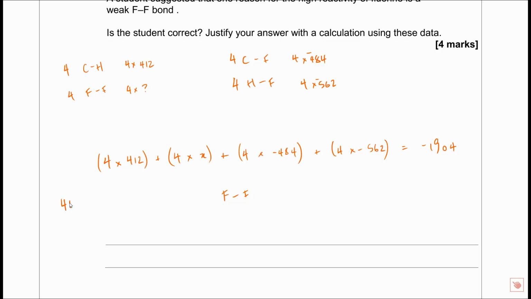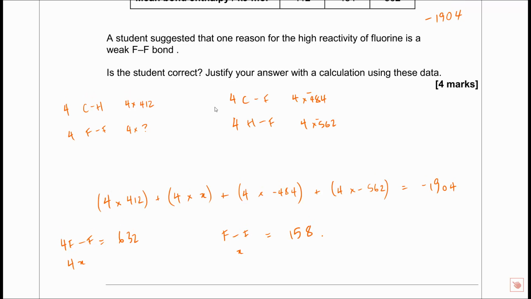So 4FF, or 4x I should say, equates to 632. Divide that by 4, so 1 FF or X ends up being 158. So that's not the whole question though, because it is also saying here, a student suggested that one reason for the high reactivity of fluorine is a weak FF bond.